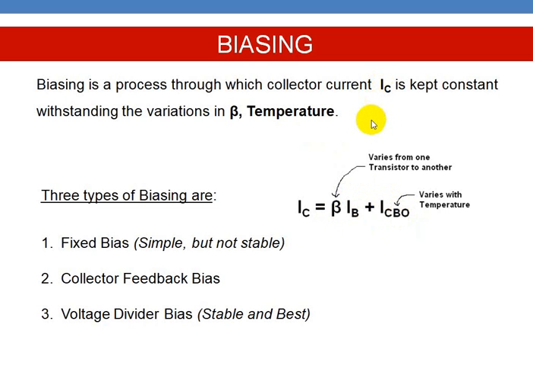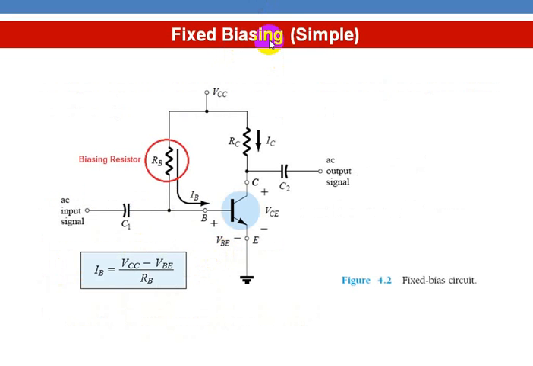But in applications like amplifiers, the collector current should be maintained constant. It should not vary with the variation in these parameters. So that is possible only with the help of a biasing circuit. We have three biasing circuits: fixed bias, collector feedback bias, and voltage divider bias. The last one is stable and is the best biasing circuit, and the first one is simple but not stable. We'll see them one by one.